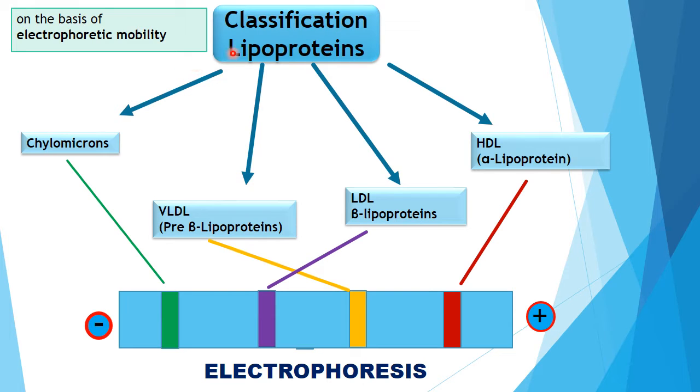Now we see the classification of lipoproteins on the basis of electrophoretic mobility. If electrophoresis is run, toward the positive charge the fastest running is HDL. That's why it is also known as alpha lipoprotein, as it occupies the alpha position. At beta the position is of LDL, but VLDL is just before beta, that's why it is known as pre-beta lipoprotein. The least mobile are chylomicrons, which remain towards the negative side.